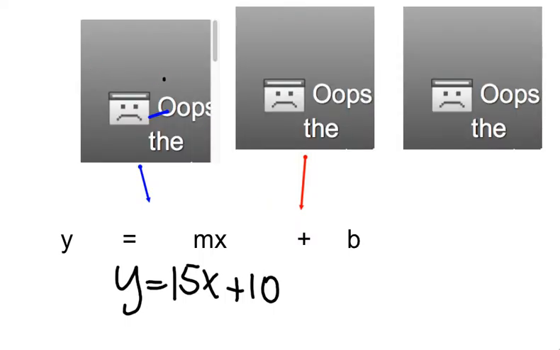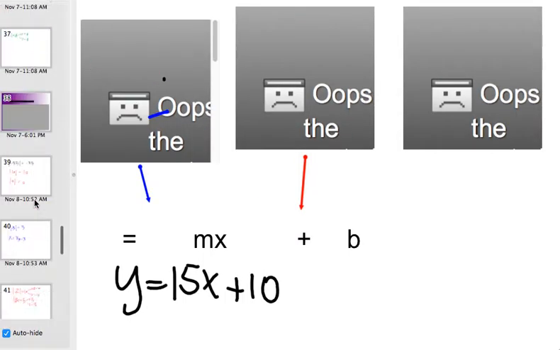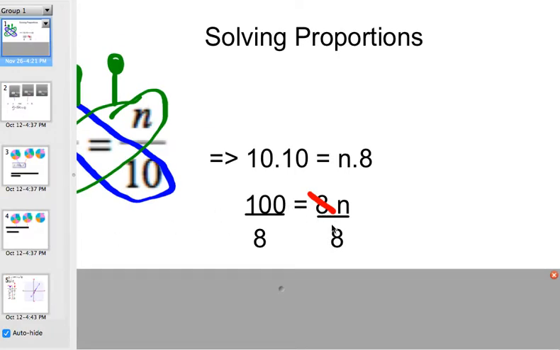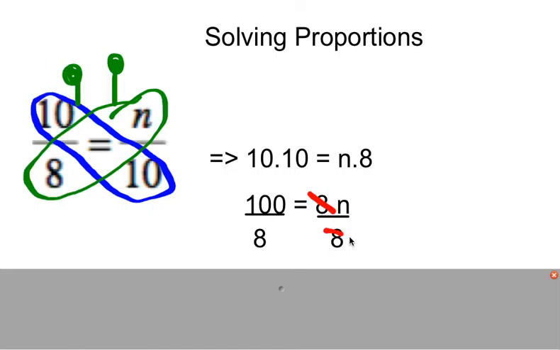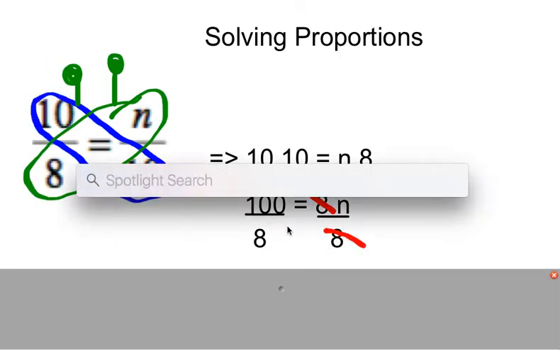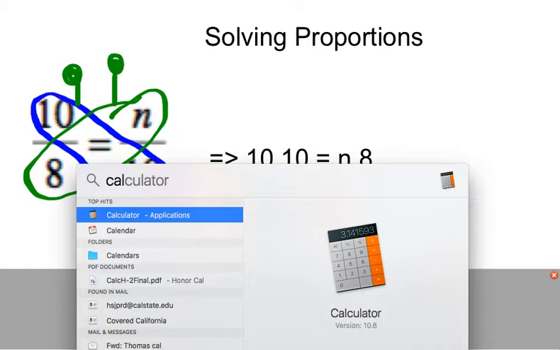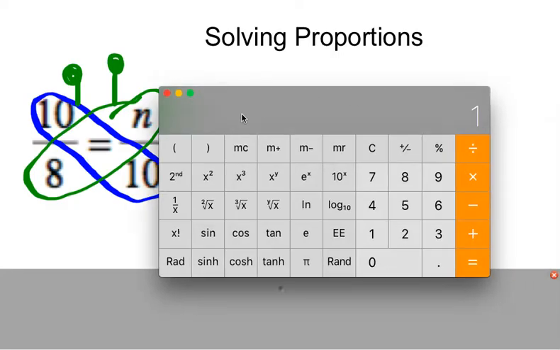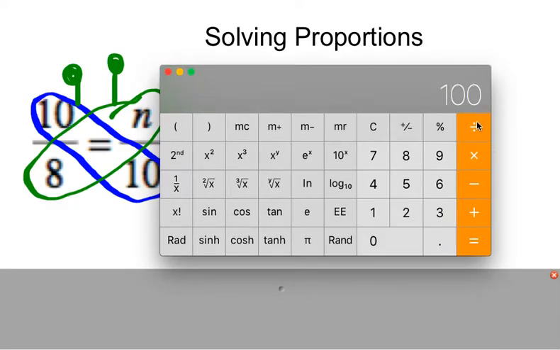Oops. Sorry, I made a mistake here. Let's come back. What did I do? Oh, there you go. So we get to here. 8 and 8 cancel each other out. And now we're going to find out what 100 divided by 8 is. 100 divided by 8. Awesome!